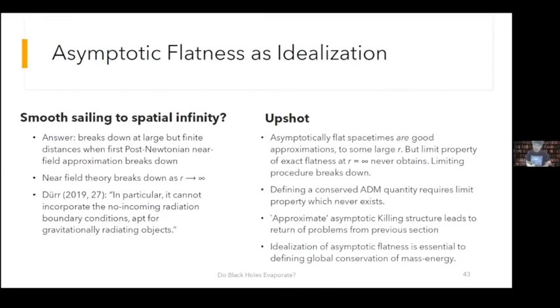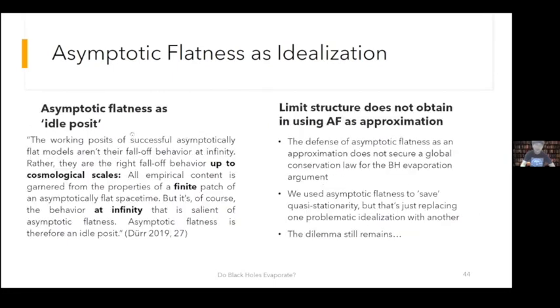And this means that we cannot use this asymptotic flatness as a way to define an energy term for predicting black hole evaporation for realistic black holes. And trying to come up with something called approximate asymptotic Killing structure probably leads back to the same problems I mentioned earlier. And it seems like the idealization of asymptotic flatness is essential to defining a global conservation of mass energy. Right? So it's kind of like an ideal posit in a sense.